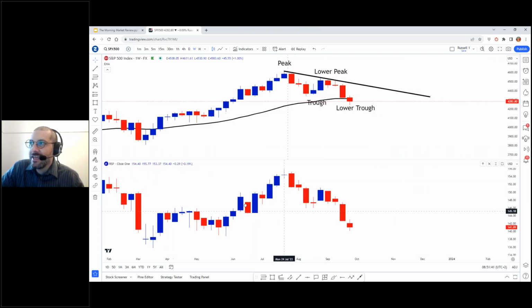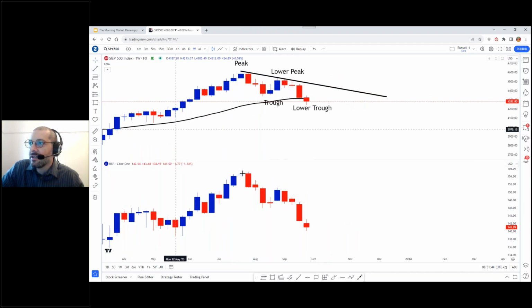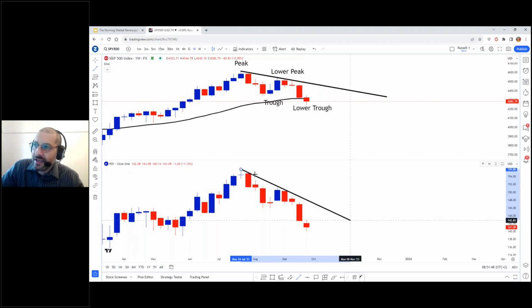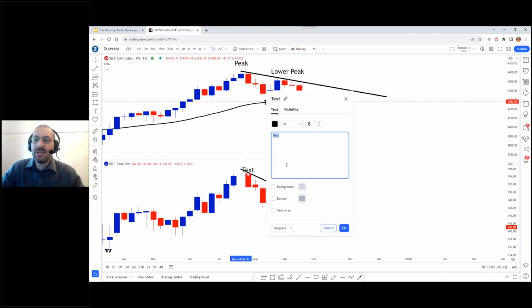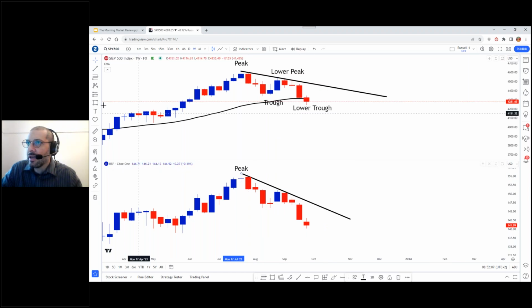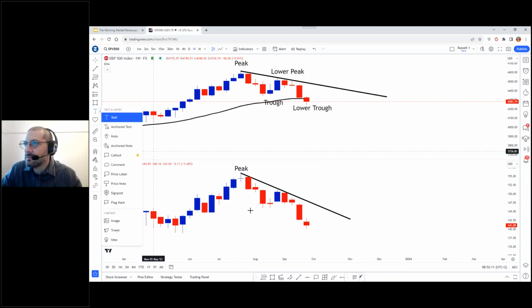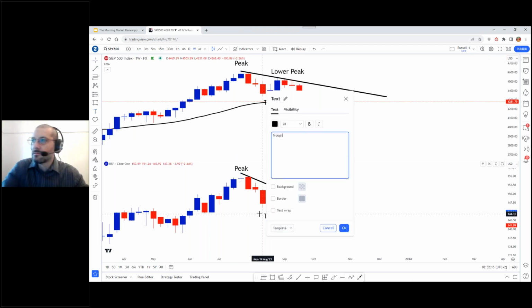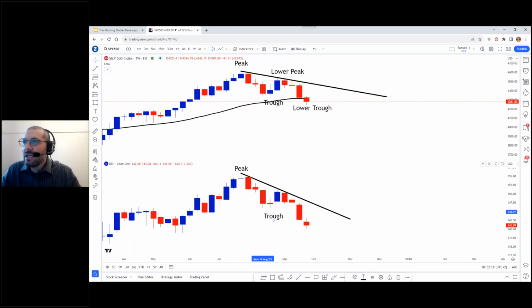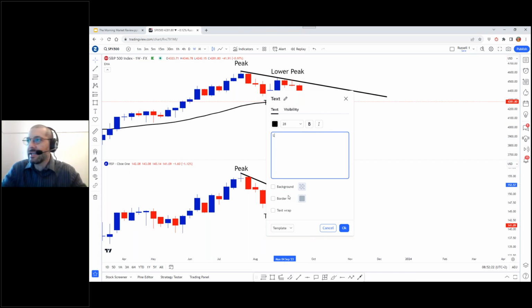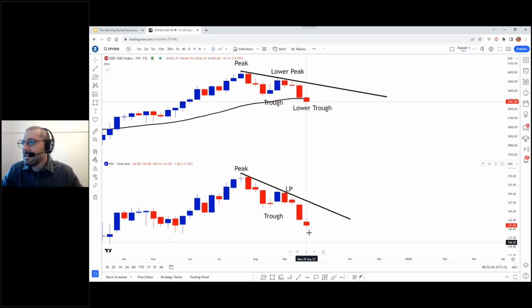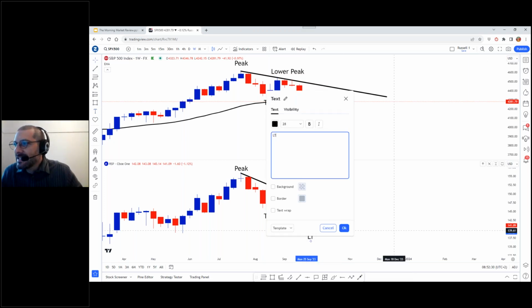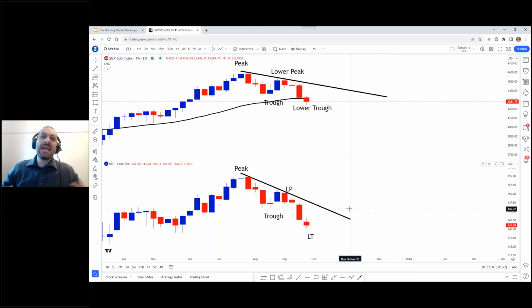Okay, and what you can see here is that the equal weight is in worse condition than the market cap weighted. Can you see the downtrend is even steeper than with the normal SPX 500. Let's just put in the peaks and troughs so everybody can see the downtrend. So we'll put in the peak over here. Okay, we'll put in the trough right over here. All right, let's put in the lower peak over here. I'm just going to write LP.